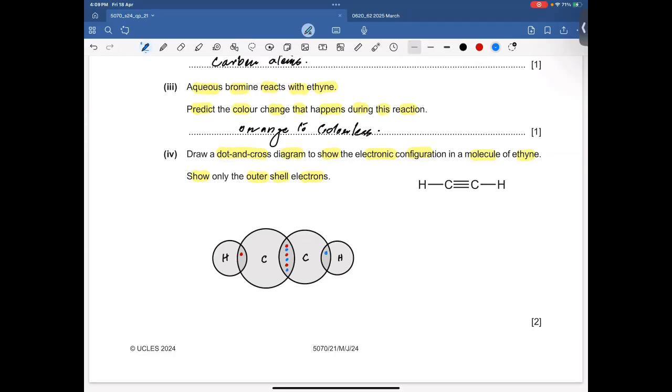And obviously the electrons of hydrogen will be represented by crosses. Okay. So basically I applied the concept of 3 electrons of each element sharing together here, because a triple bond exists between the carbon atoms. Okay.